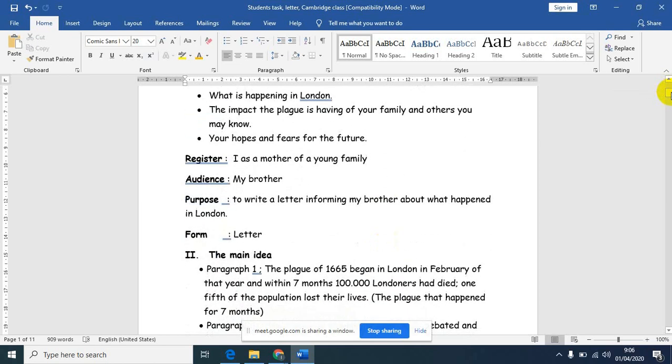After you read the content, you have to know the register. Who are you going to be: I, she, his mother, a mother? So you are going to be the first person. Register: I as a mother of a young family. Although you are a man or a boy, you have to remember that you are a mother, pretending that you are she. I as a mother with some children, for example, like that. Whoever you are, your role or your character is a mother.